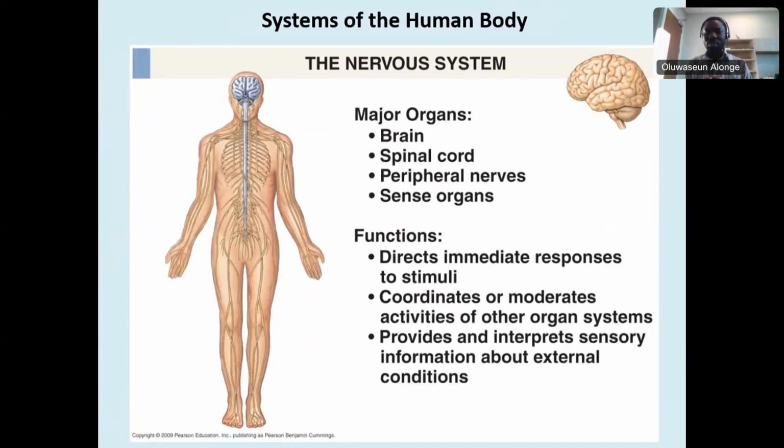Then sense organs, they are part of the nervous system. Now, majorly, what do they do? They direct impulses, they direct immediate responses to stimuli, and they also help to coordinate and moderate activities that happen within your systems. All right.